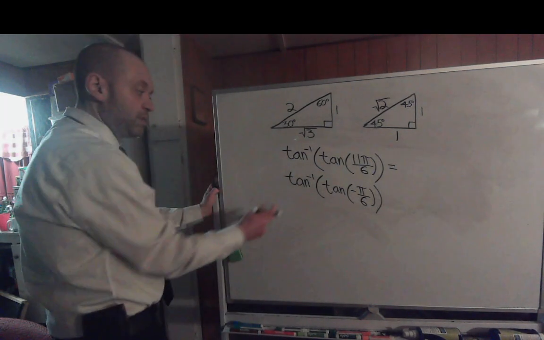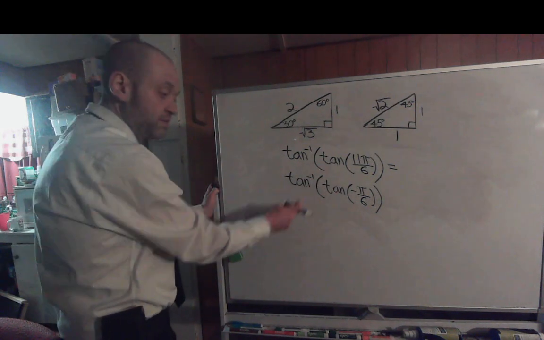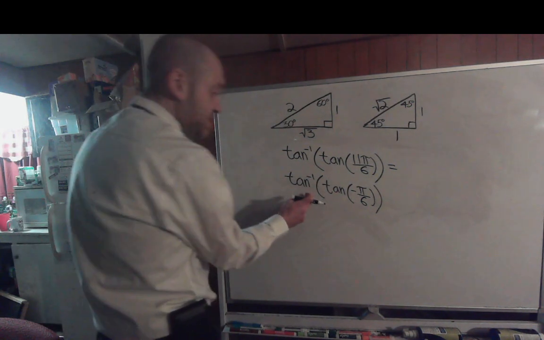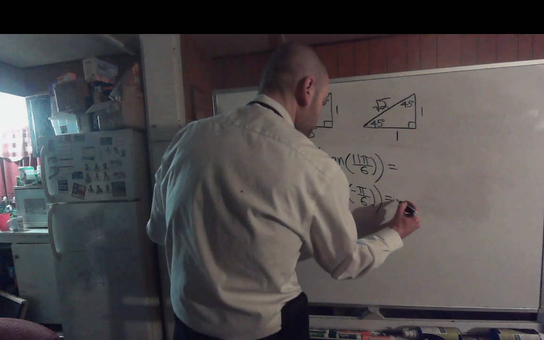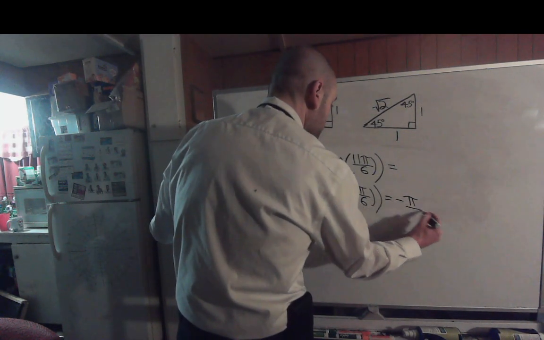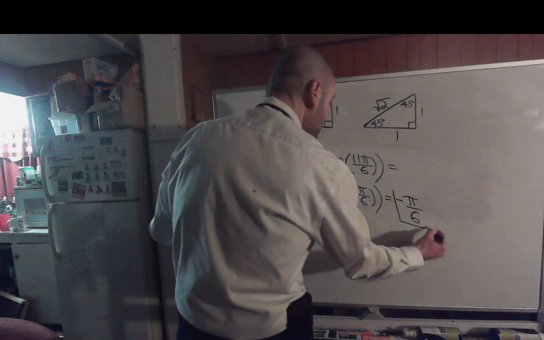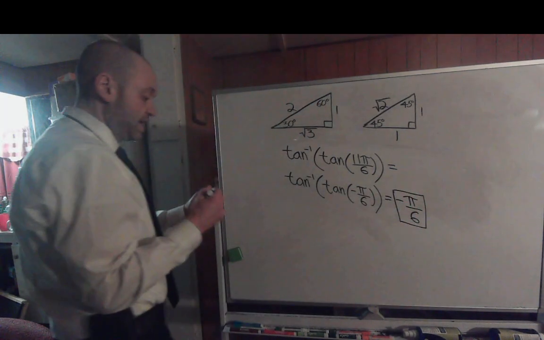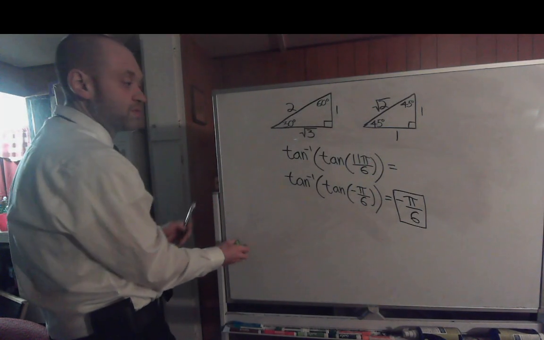Now, negative pi over 6 is well within the range of the tangent inverse, so what we really should get is negative pi over 6 for our answer. We should end up getting negative pi over 6 for that answer.